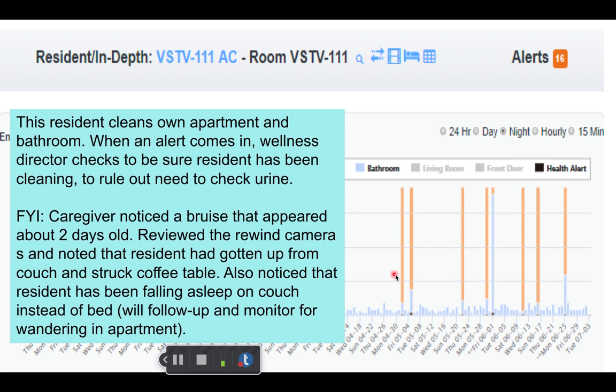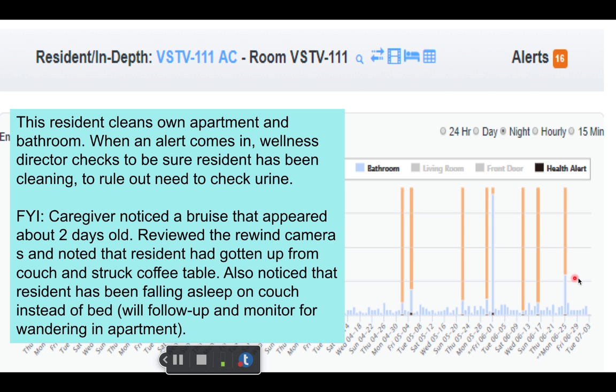So another bathroom use alert, but this is really sporadic. We go from not very much use at all to huge amounts of use and everything in between. One of the things I see with something like this is I worry about dementia when we see sporadic patterns. But we also note that this resident cleans her own apartment and bathroom, and so the staff check to make sure the resident has actually been cleaning, and if they need to, they will check a urine to rule out a UTI.